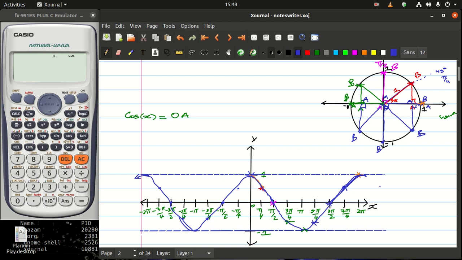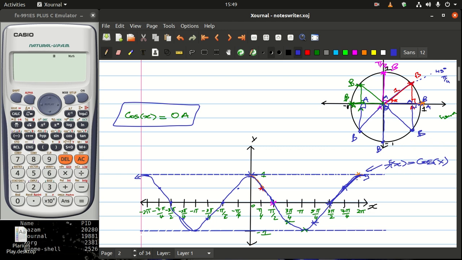So it's gonna continue that way, it's gonna continue that way, and this is, as x keeps changing here, a plot of OA. But guess what here? We said our OA is the same as cosine of x. So this plot is f of x equals cosine of x. So that's what this thing is all about.